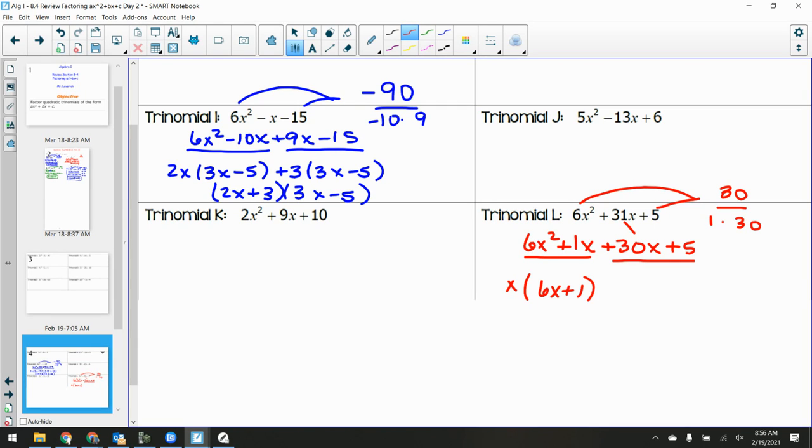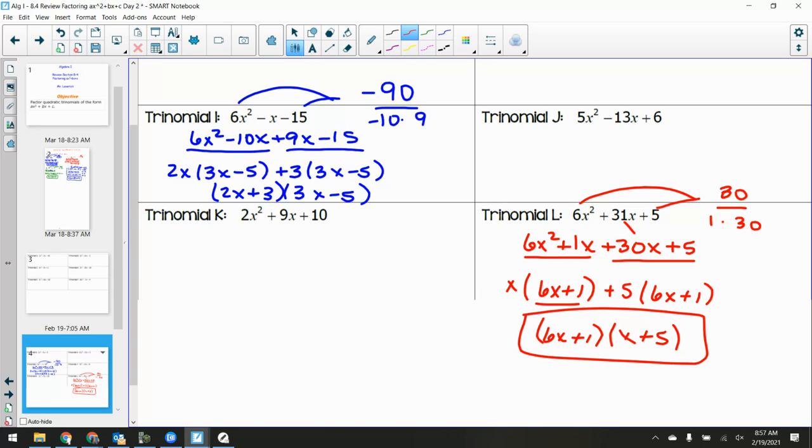And if I get this far, and I'm not sure what to do with the second set of parentheses, what do you know it has to match? 6x plus 1, right? So you got to say, okay, whatever my GCF is, it's got to divide out and end up being 6x plus 1. In this case, the GCF is 5, so I get a 6x plus 1. So my solutions are the 6x plus 1, and then the x plus 5. And then I look for color and number with those.